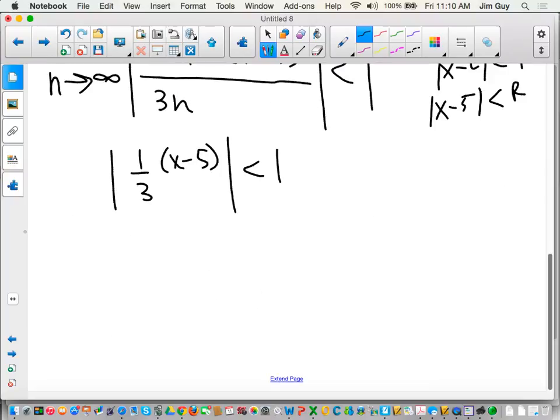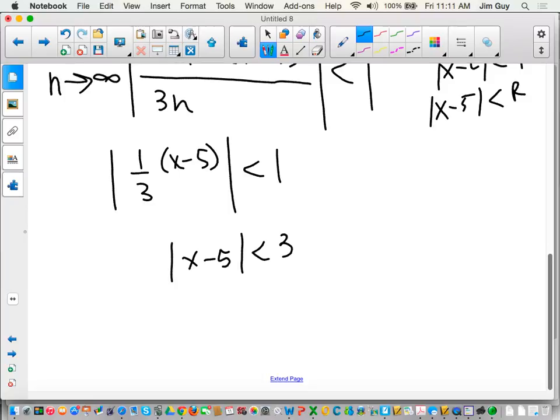I want to solve that. Well, the 1/3 is just a positive number, so I can take it out front. And I get 1/3 out front there. How am I going to get rid of the 1/3? Because I don't want it there. I want just x minus 5. You bet. So now we're going to get this. And we stop. We're very excited.